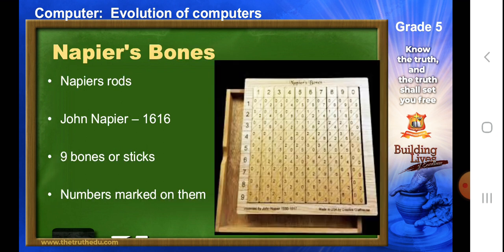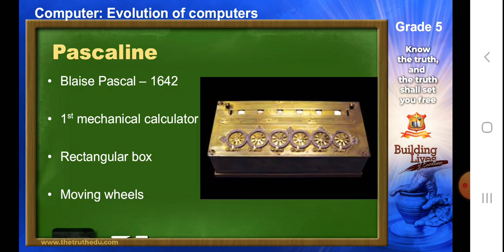Next we spoke about was the Napier's bone, which is also called the Napier's rod. It was developed by Scottish mathematician John Napier in 1617 or 16. So it consists of 9 bones or sticks, and there were numbers marked on them which were used for calculating. Next we learnt about was Pascaline.